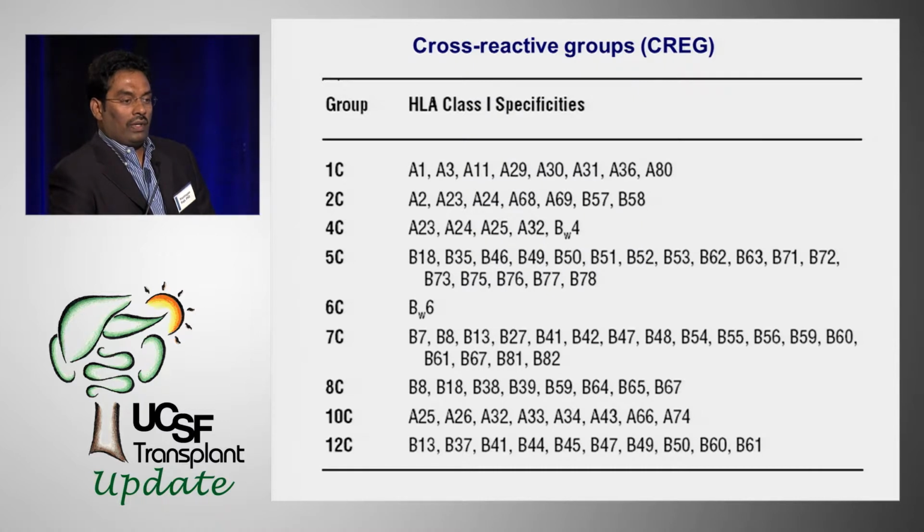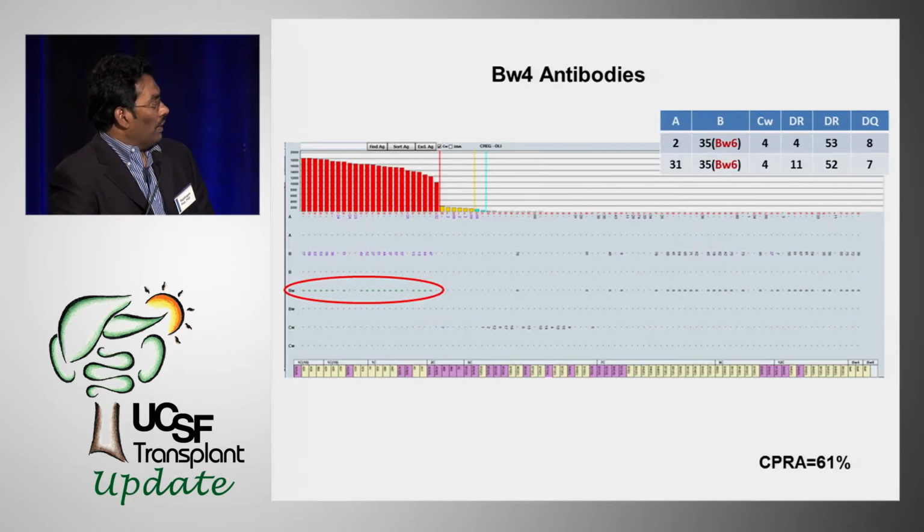There are 11 different cross-reactive groups that have been identified. When you have a patient's antibodies, it's never just a single antibody; you have a bunch of antibodies. Some of these cross-reactive groups have a very high frequency, present in the majority of the HLA types, particularly BW4 and BW6. They are present in one third of the HLA B molecules. For example, in this patient you can see one third of all the HLA class 1 molecules are reacting.